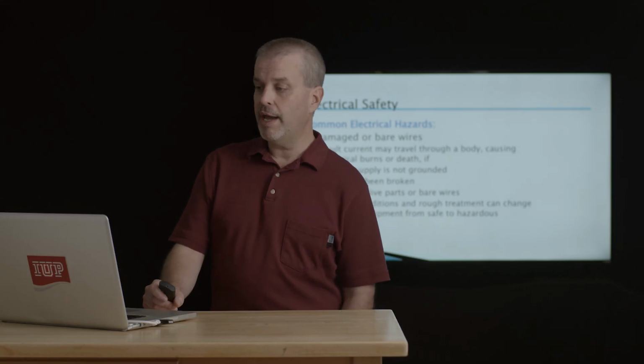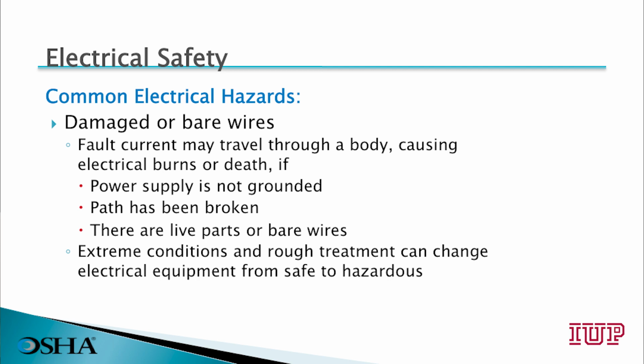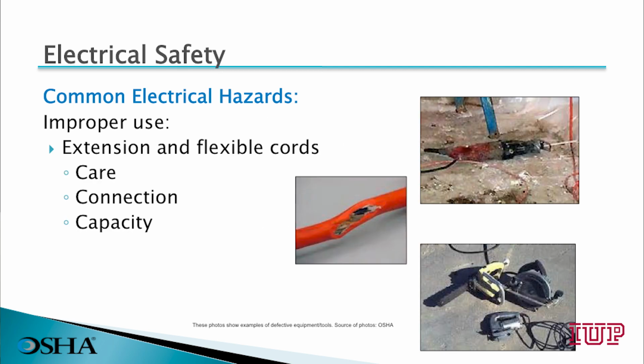Other common electrical hazards include damaged or bare wires. Fault current can travel through a body if that power supply is not properly grounded, the pathway has been broken, and there are live parts or bare wires that are exposed. So extreme conditions and rough treatment when you're handling your equipment on the job site can change electrical equipment from safe to hazardous.